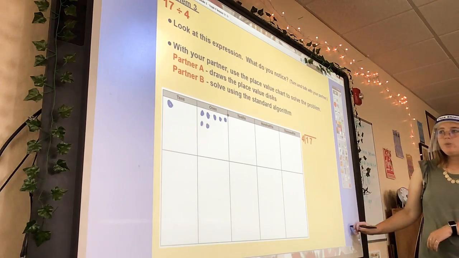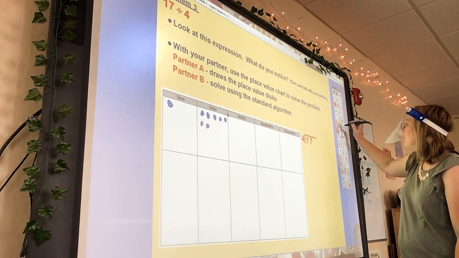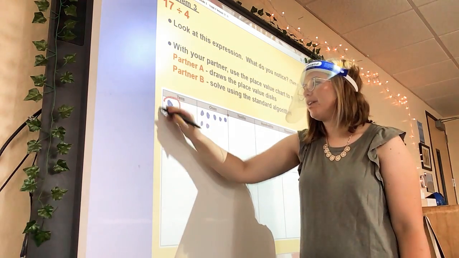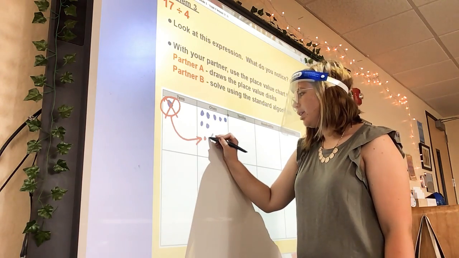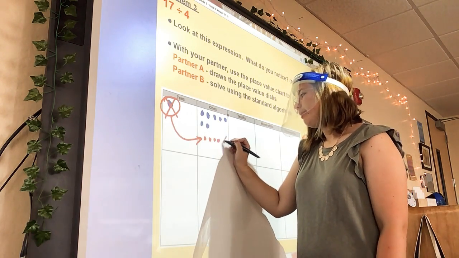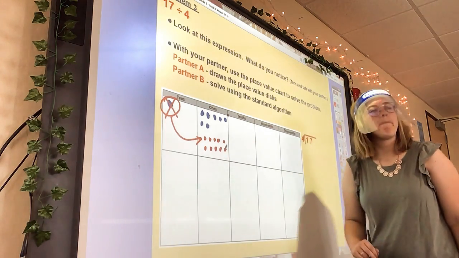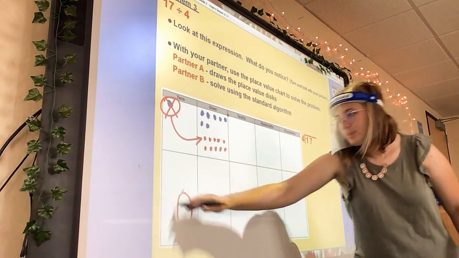Yeah. Okay, cool. So I'm dividing by 4. Can I make groups of 4 with 1? No, I don't have enough. So it moves over. Okay, so 1, 2, 3, 4, 5, 6, 7, 8, 9, 10. So that leaves me with 0 in my tens place.